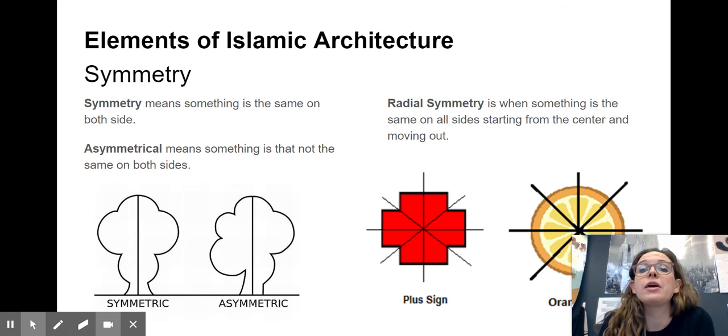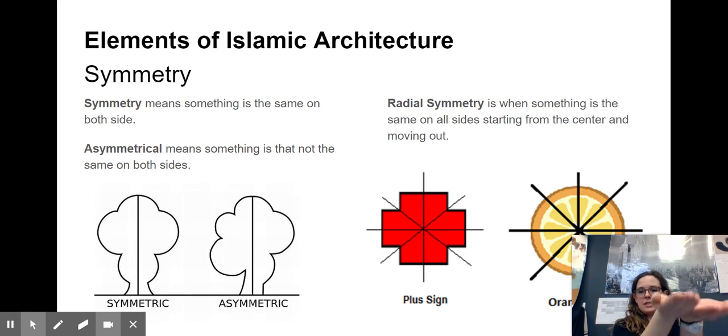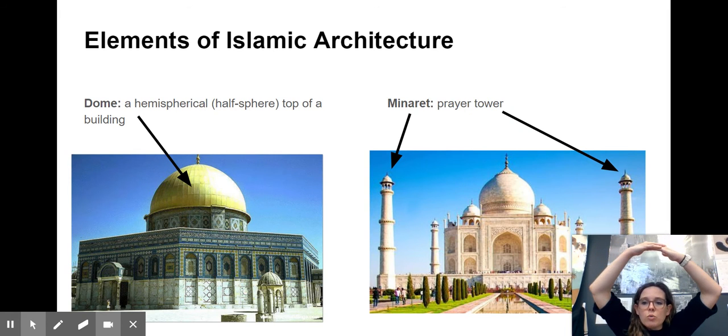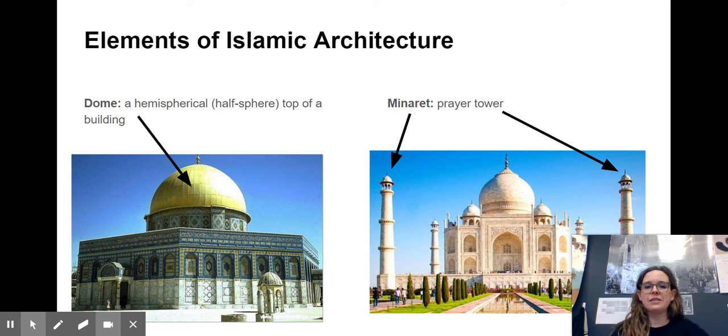Elements of Islamic architecture. Symmetry means that something is the same on both sides. Asymmetrical means that it's not the same on both sides. Radial symmetry is when something is the same starting from the middle out. A dome, say dome, is a hemispherical or half sphere top of a building. Here's an example.